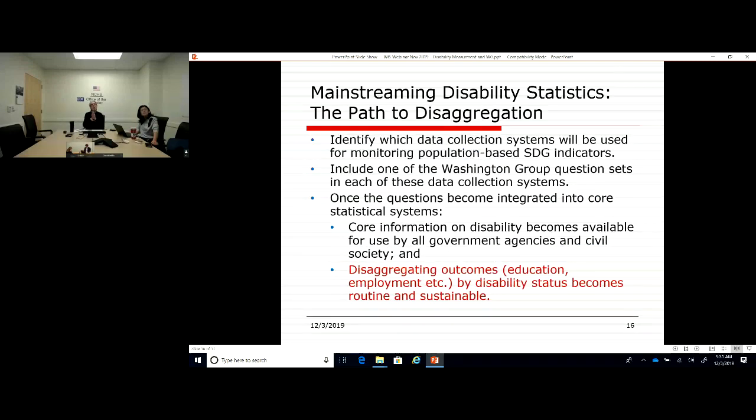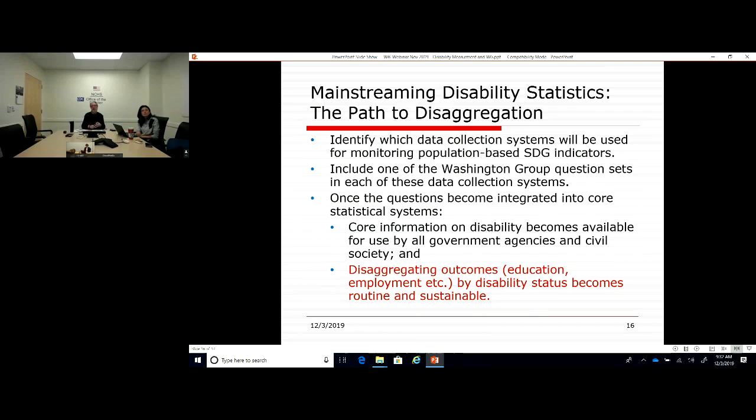So what we wanted to do is we wanted to mainstream disability statistics. We want to get these simple questions onto surveys routinely so that monitoring the SDG indicators and the convention will become routine. All that is required is that you identify the data collection systems that will be used to monitor population-based SDG indicators, for example, and then include one of the Washington Group question sets into those data collection systems.